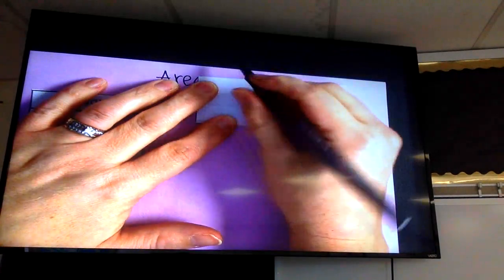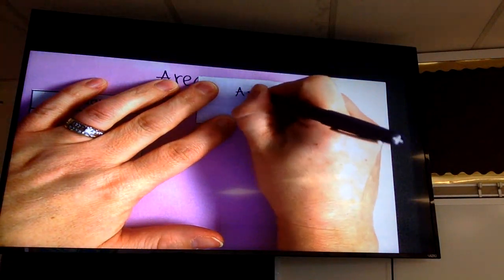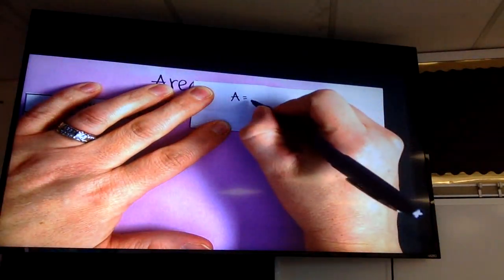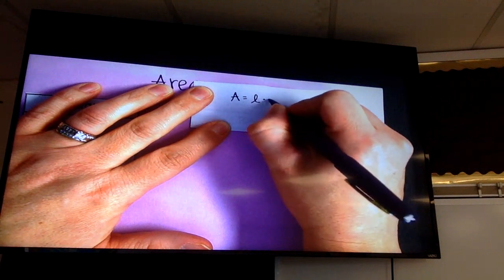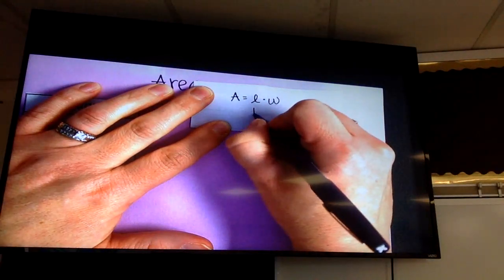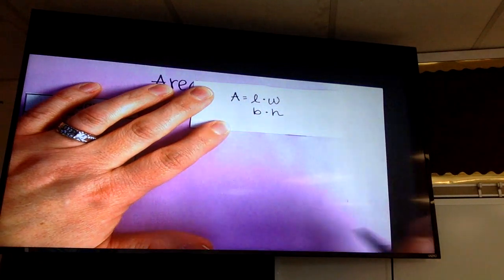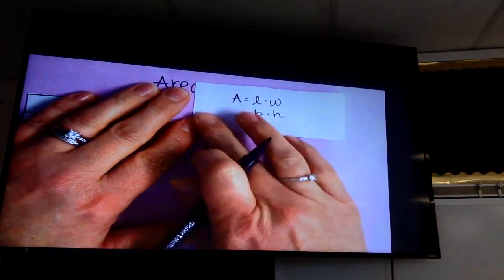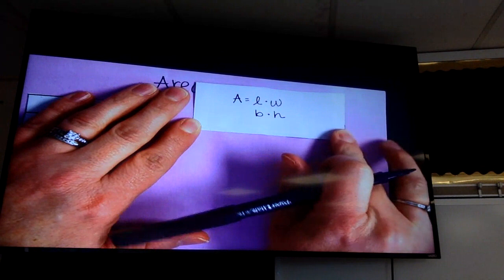All right, so now we're going to do the area formula for a rectangle, and we've done these before. So the area formula for a rectangle is just like the area formula for a square. We're going to say area equals length times width. I know some people like to use base times height, and that is perfectly fine too. You use whatever is more comfortable for you.